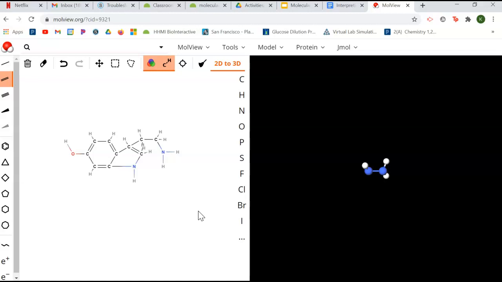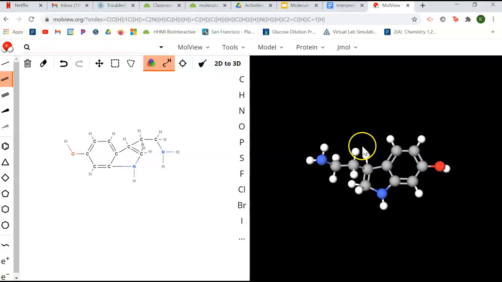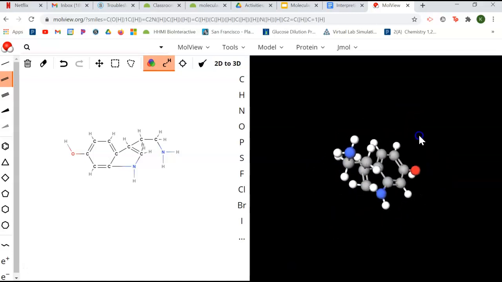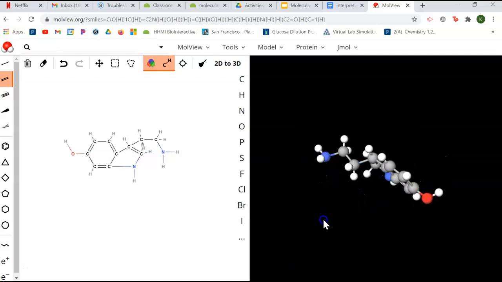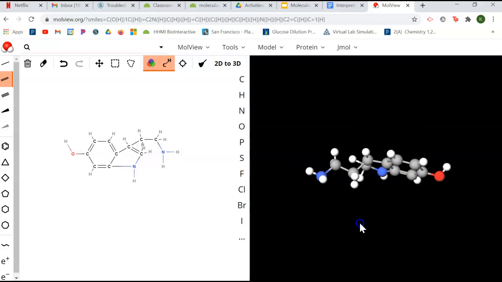So one last double check. Don't worry about the lone pairs. I click 2D to 3D view and it draws out this beautiful chemical structure for me that I can rotate, and you can see this is what serotonin looks like, which definitely affects all of our brains. It's a pleasant chemical to have, and you want to have plenty of that to stay relaxed and happy.